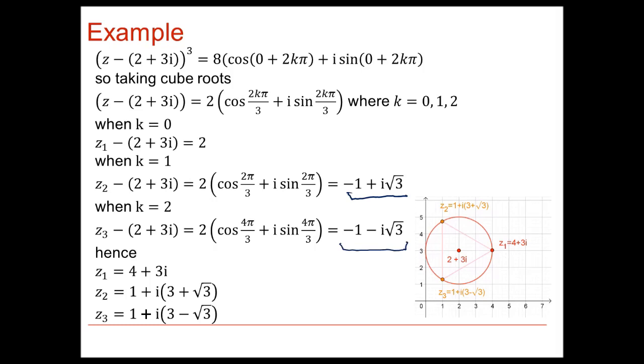And rearranging, in other words moving the minus (2 plus 3i) to be added to the other side, leads us to the root we knew about and these two new vertices that we were asked to find. As you can see in the diagram, they do indeed form an equilateral triangle and all lie on the circle centre 2 plus 3i.